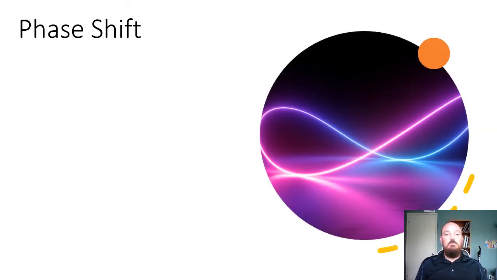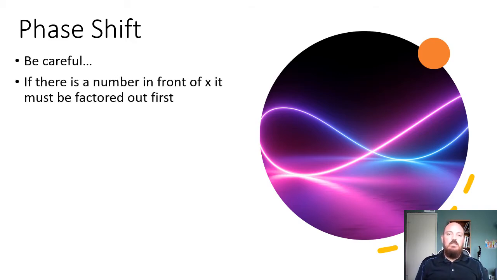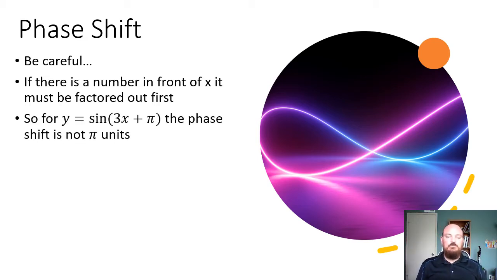Now there's one thing I want you to be careful of. If you do both a period adjustment and a phase shift, the number in front of x, which adjusts the period, has to be factored out first. So for example, if I asked you to graph sine of 3x plus pi, you might look at it and say, okay, well this 3 here, that's going to adjust the period. It actually makes it 1/3 the length. That's what we learned in part 1, and that would be right.